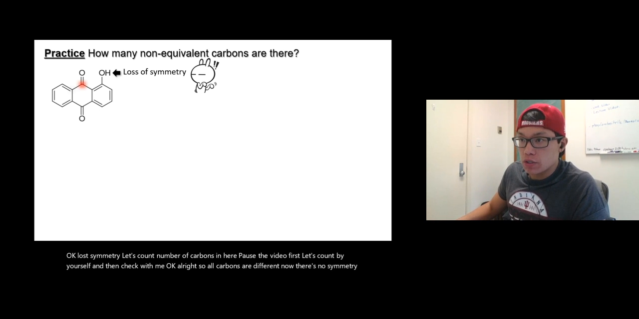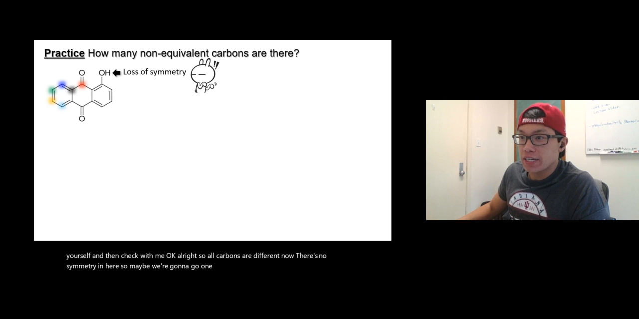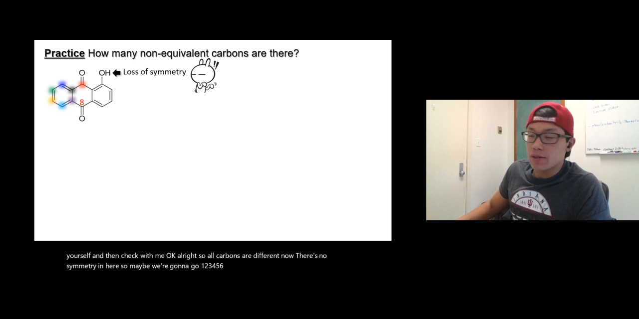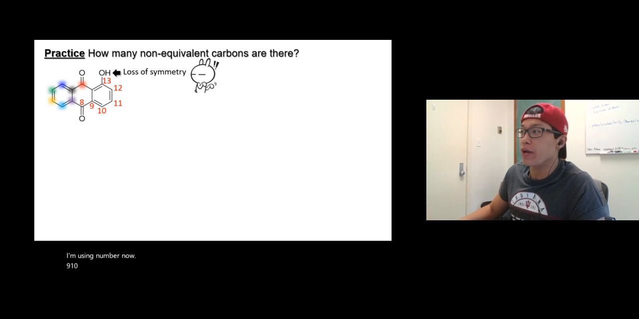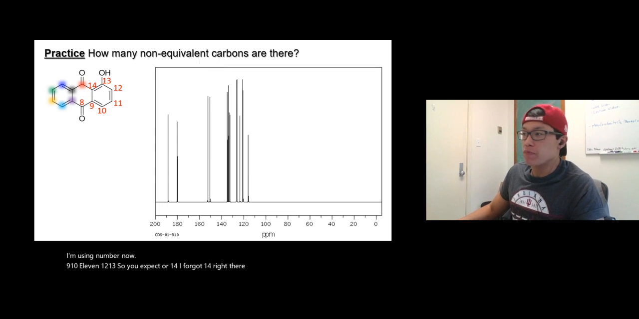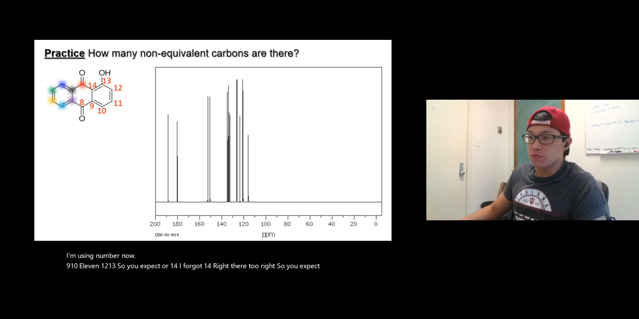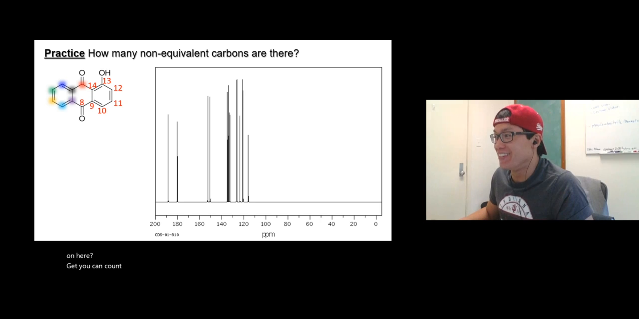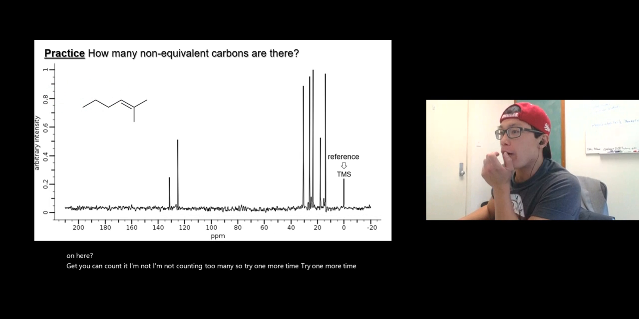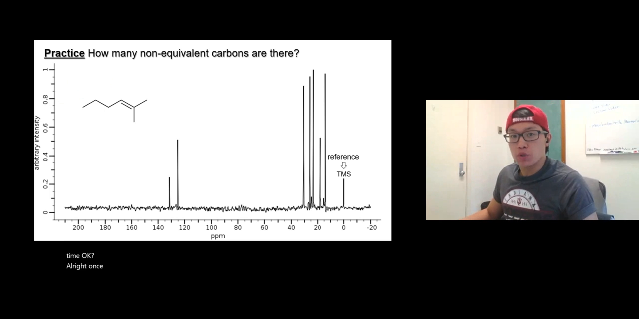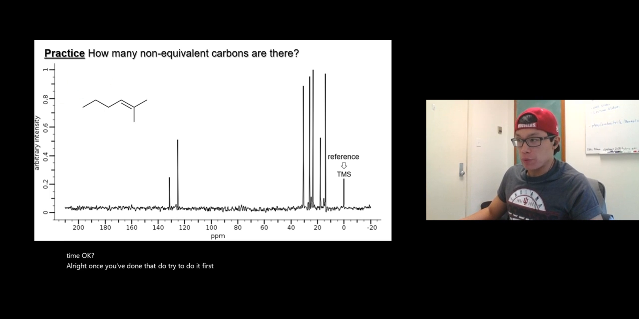So maybe we're going to go 1, 2, 3, 4, 5, 6, 7, 8. I'm running out of colors, so I'm just numbering now. 8, 9, 10, 11, 12, 13. So you expect 14. I forgot 14 right there too. So you expect 14 peaks on here. You can count it. Let's try one more time. Do it by yourself first before you check with me.